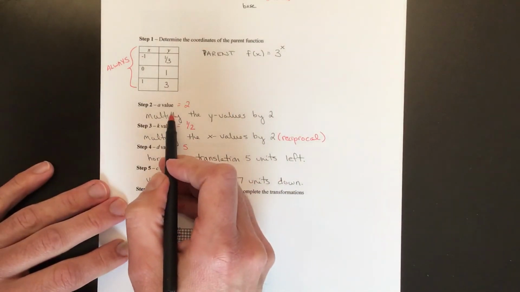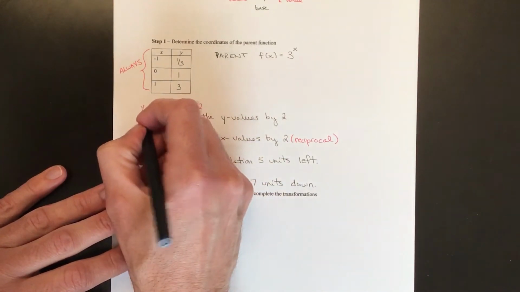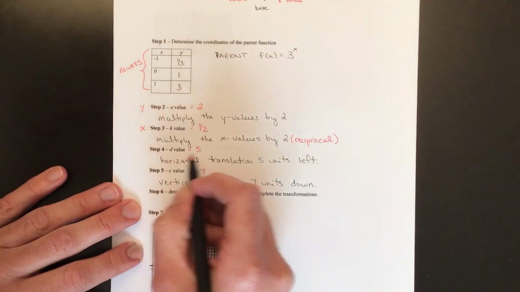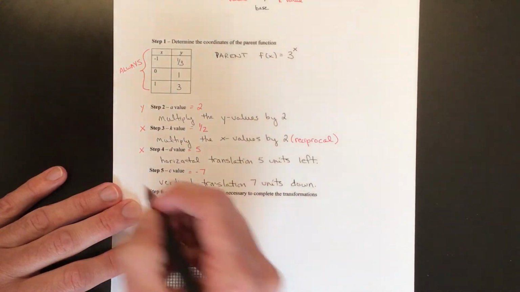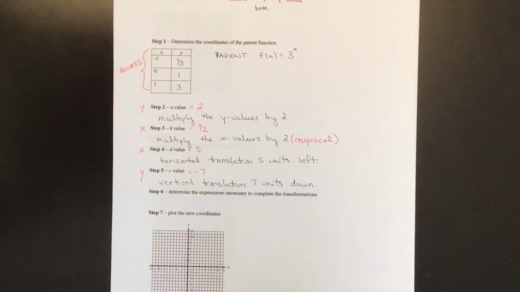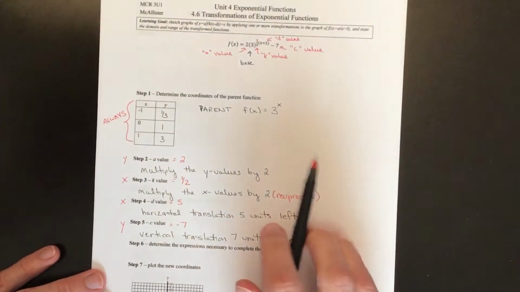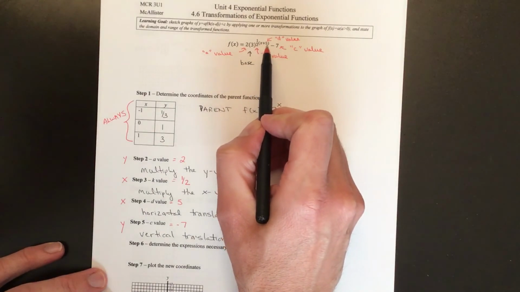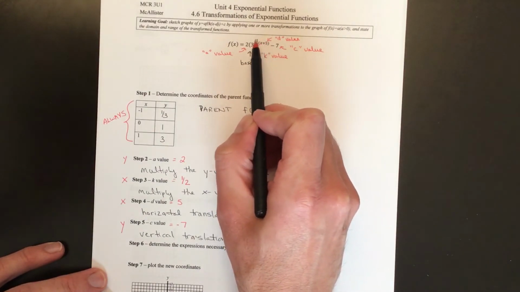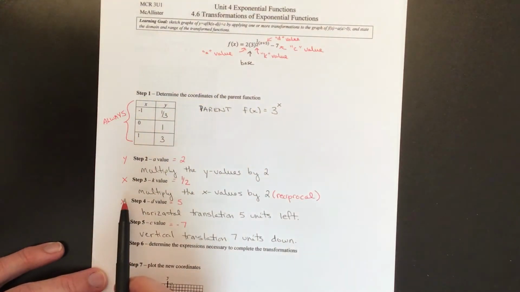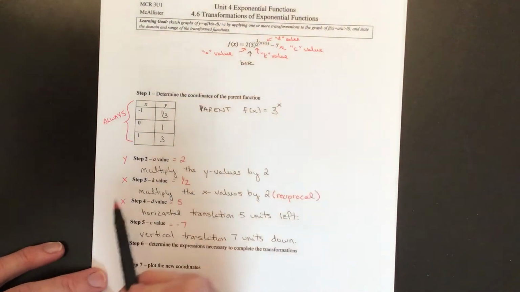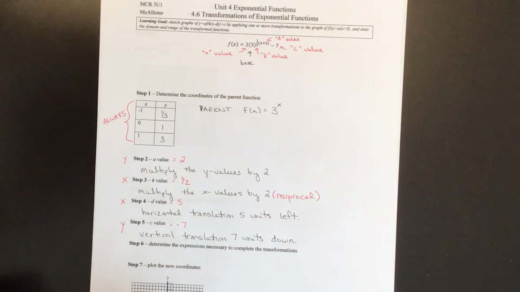So the a value, we know affects the y. K is x, d is x, and c is y. And again, if you remember from unit 1, kind of way back in February, it goes y, x, x, y. And in this case, it's easier to remember because anything in the exponents involve the x's. So exponent x, easy to remember.